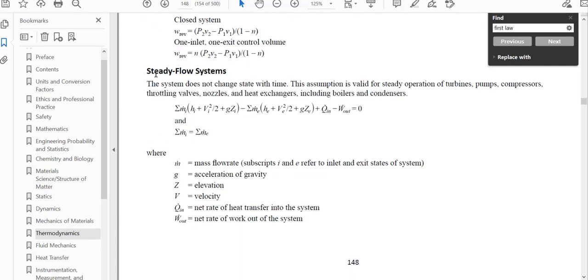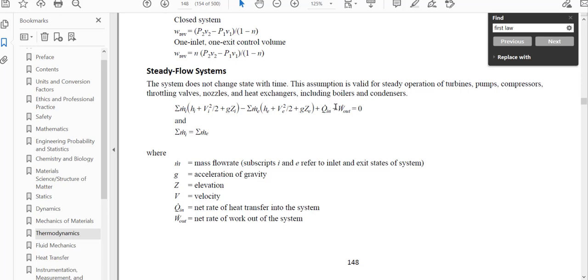But down here, they have it for steady flow systems, and specifically for turbines, pumps, compressors, throttling valves, nozzles, and heat exchangers, and so on. So these are common systems we are analyzing. In this case, it's going to be a turbine. And the equation here is going to be this. This is the first law of thermodynamics that we will use for a steady flow system. So here, we have the mass flow at the inlet. H sub I is the enthalpy at the inlet. V squared divided by 2 is the kinetic energy term at the inlet, plus g times Z is the potential energy at the inlet. The same thing happens for the exit.